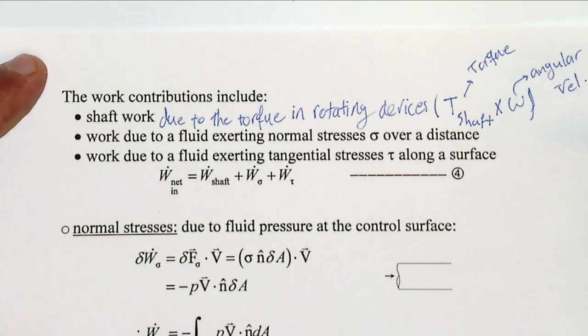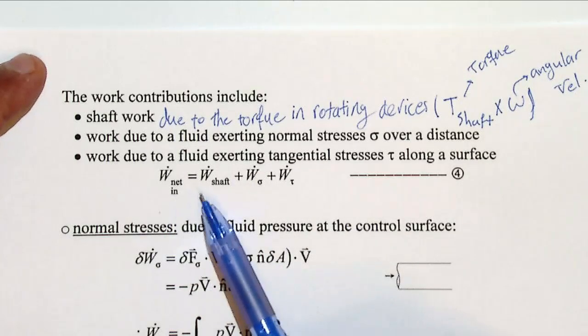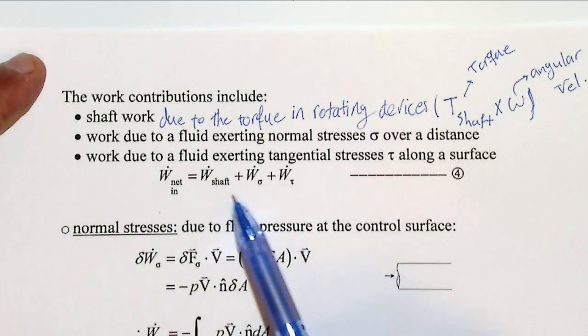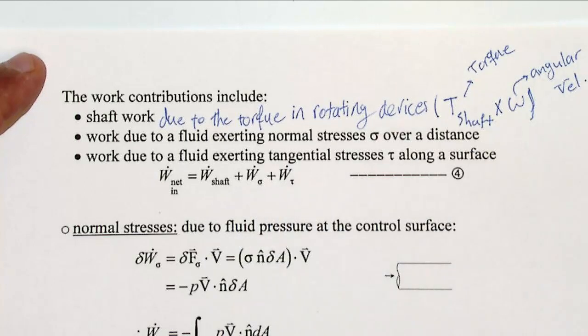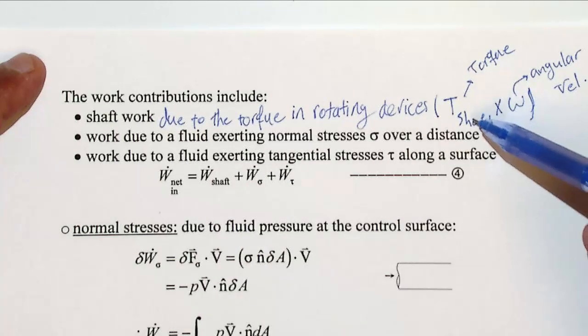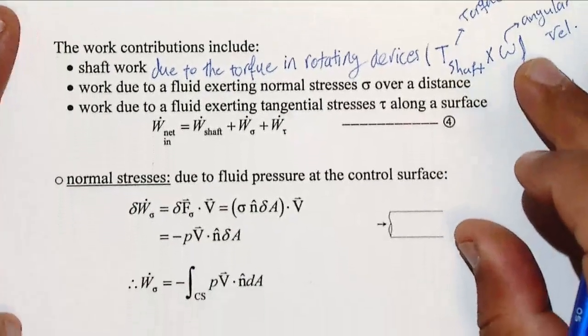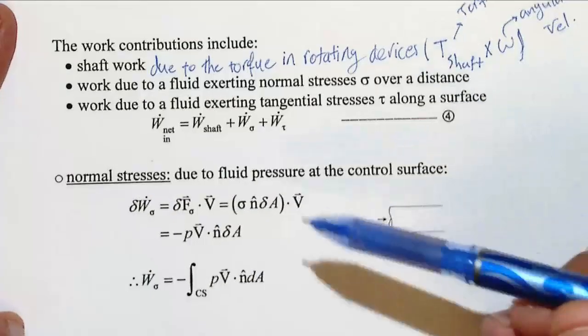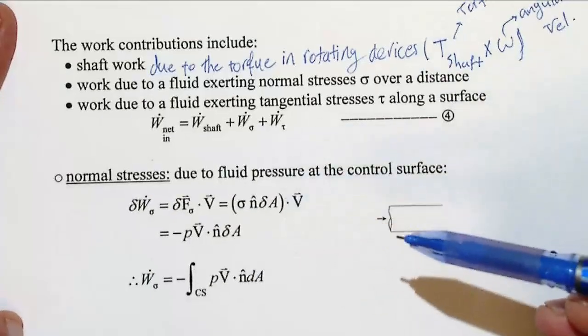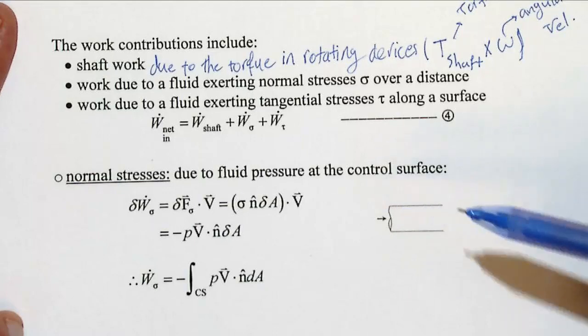Okay, these are types of work that could be done on the control volume or by the control volume. In terms of W dot net in, the total is going to be the sum of all these, whenever you have them, and sometimes you may not have them. So W dot shaft is going to be T of the shaft times omega. Now we are going to talk about the normal stresses. Normal stress is also a type of pressure, that pressure doing work.